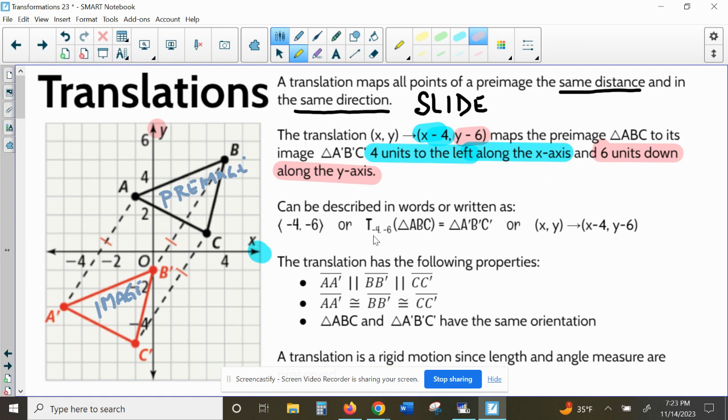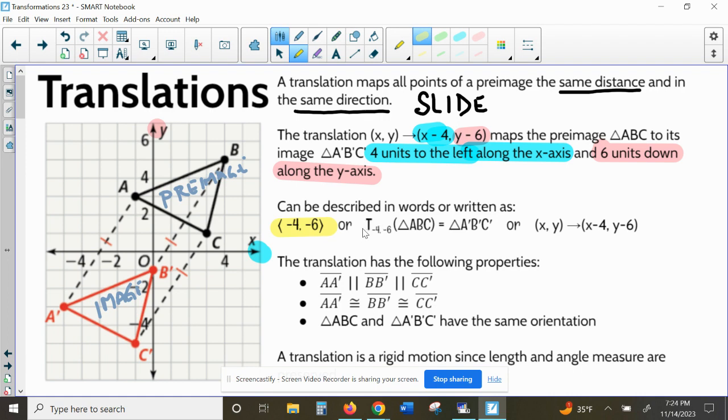Or it could be written in any of these 3 ways. The first way it could be written is just like this. Notice these are pointy brackets, like little vectors. If you see the pointy brackets, that does not mean it's a point. It means that it is moving negative 4 on the x-axis and negative 6 on the y-axis.